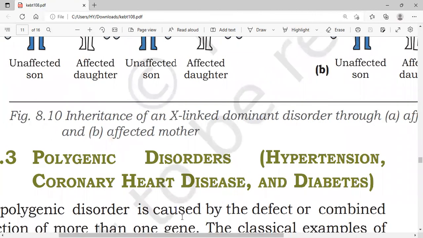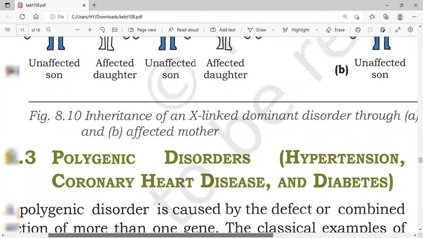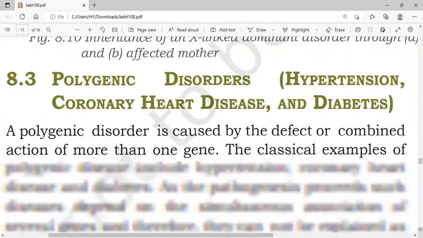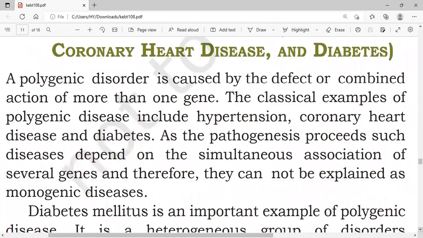Now, polygenic disorders are like hypertension, coronary heart disease, and diabetes. These are caused by various genes, by the defect or combined action of more than one gene. A classical example is hypertension and diabetes. In both diseases, there are chances of various genes being involved.